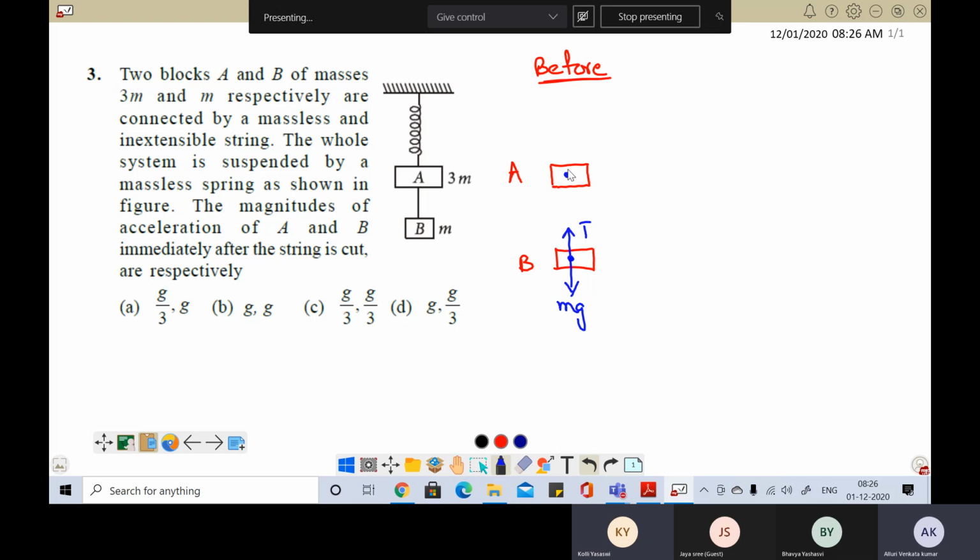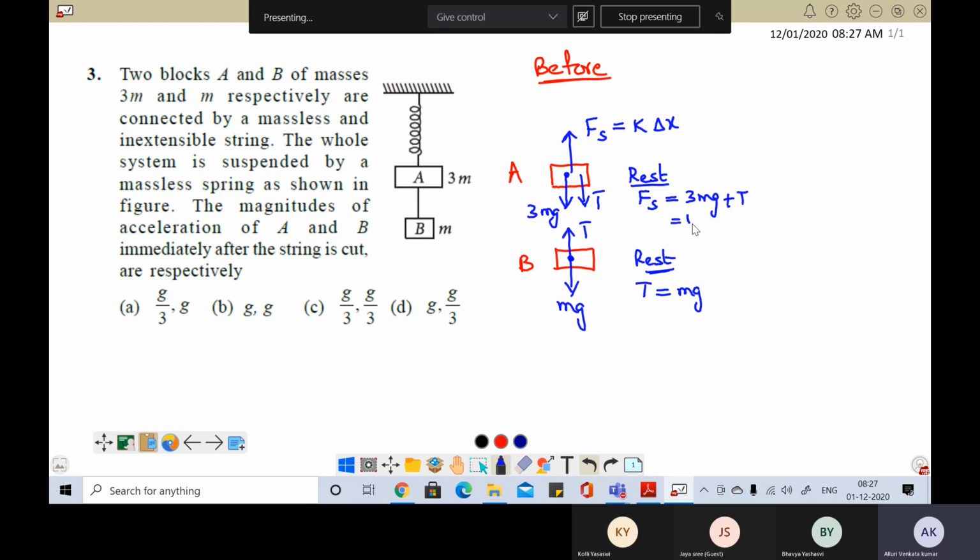Then for block A, it will be 3mg gravitational force, and then tensional force downwards, and spring force upwards, which is equal to K into delta X. Correct. Now this is at rest or in motion? Rest, sir. Both are at rest, correct? So if B is at rest, then T equals mg. Now for this one, we can write Fs, K delta X, equals T plus 3mg. That means T is mg, so 4mg, correct?